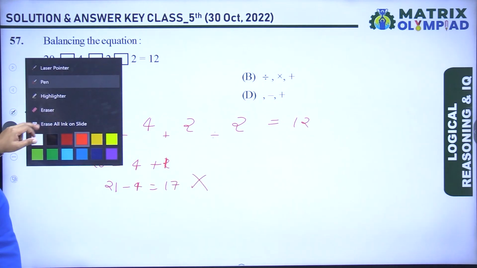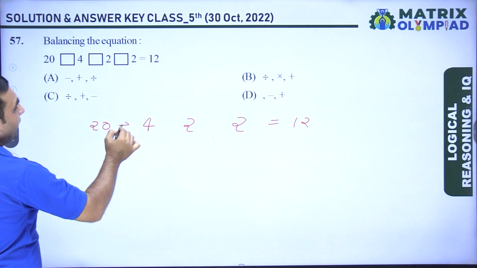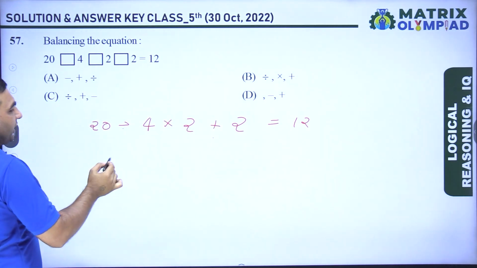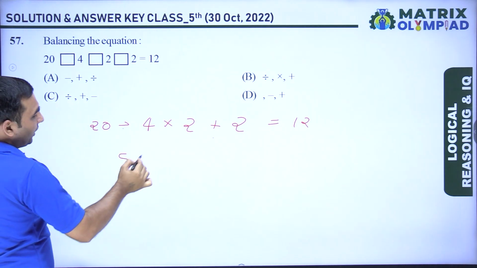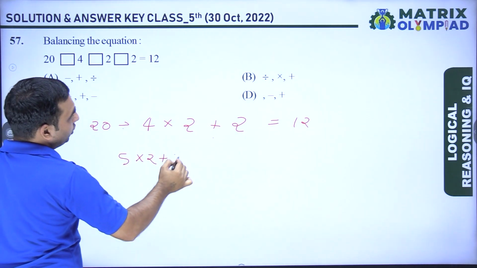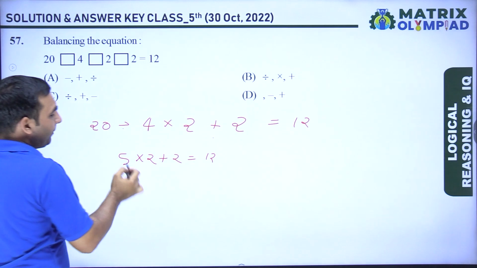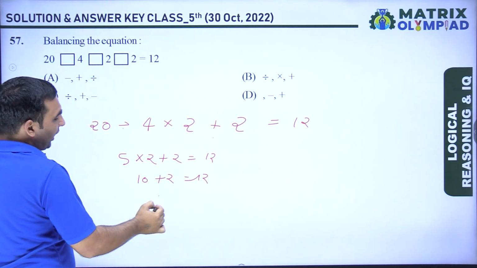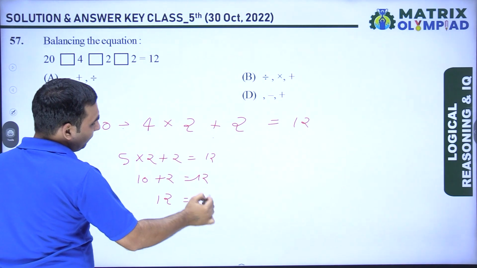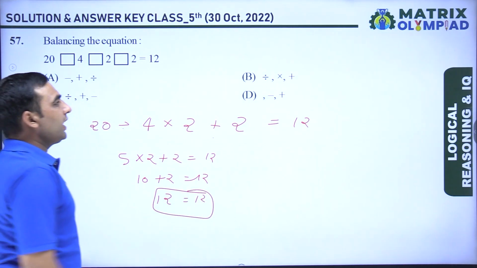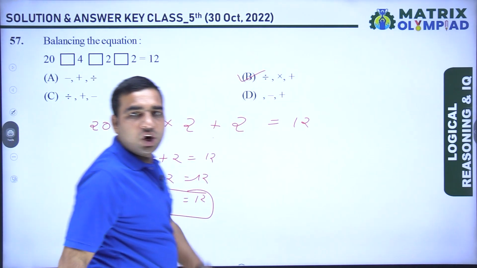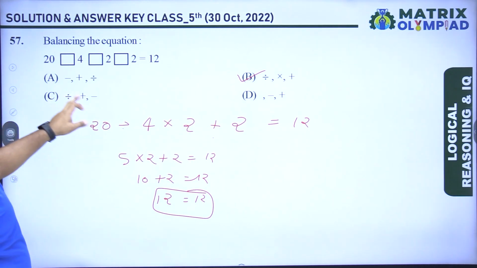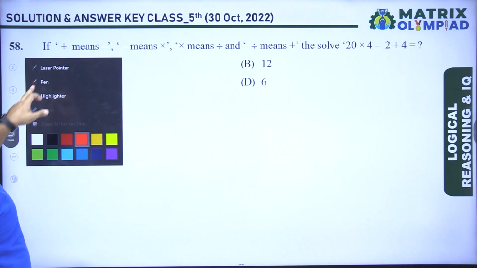If we try option B, divide, into, plus: 20 divided by 4 is 5, 5 into 2 plus 2 equals 12. 5 into 2 is 10, 10 plus 2 is 12, equal to 12. Our equation is balanced. Then our answer is option B, the correct answer. Next question is question number 58.